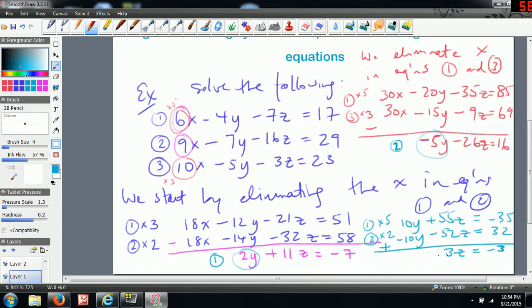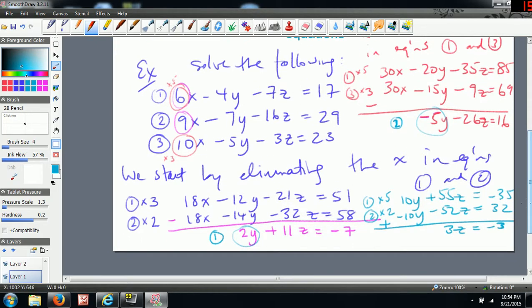And then you can solve for z. Dividing both sides by 3, I get that z equals negative 1. So I just solved for one of my unknowns.